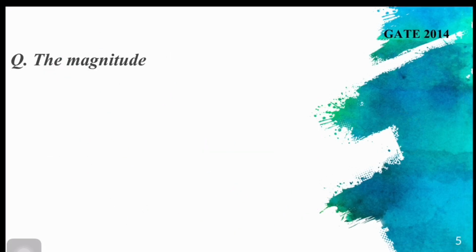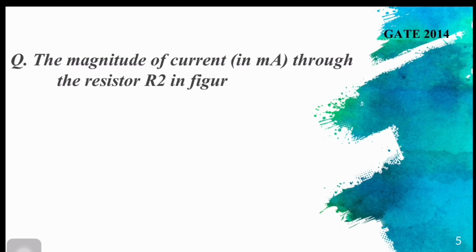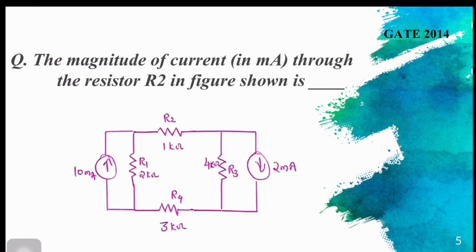It's from GATE 2014. The magnitude of current in milliampere through the resistor R2 in the figure shown is dash. This is our network. Here we have two independent current sources, 10 milliampere and 2 milliampere, and 4 resistors. We are asked to find out the current through this resistor R2. How can we calculate this quantity? Which is the most suitable method, KVL or KCL?